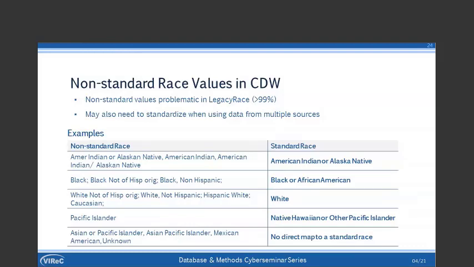So there are several examples of non-standard race here, but for example, if we have Black, not of Hispanic origin, or Black, non-Hispanic, these could easily be identified as belonging to the standard race of Black. Similarly, Pacific Islander would be Native Hawaiian or other Pacific Islander. There are values that don't directly map to standard race, and those that include combinations of Asian or Pacific Islander, examples such as Mexican American or unknown.